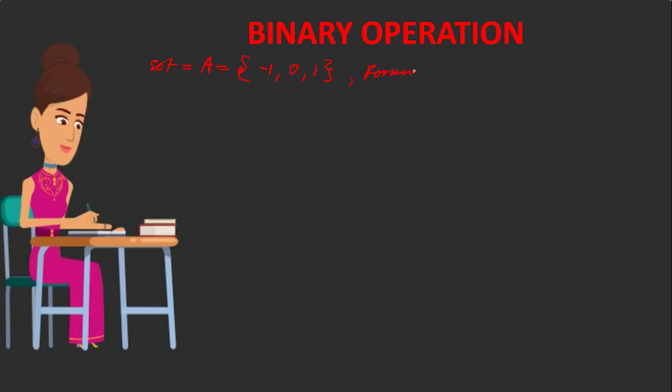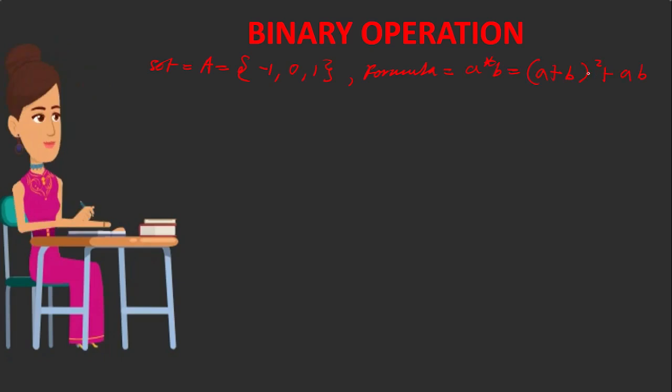This formula is simply A star B is equal to open A plus B squared plus AB. These are the only two key things that you are supposed to have in mind. After having this in mind, ladies and gentlemen, this is how you are supposed to play your cards. I'll be going back to the diagram and coming back to the solving.